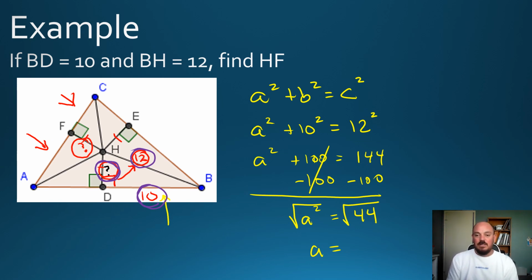I can do that on a calculator. I know it's going to be pretty close to 7, because the square root of 49 is 7. It's a little bit less than that, so it's going to be 6 point something. I'll pause real quick. I'll grab a calculator so we can get a close approximation. Yeah, I got about 6.63 for that one.